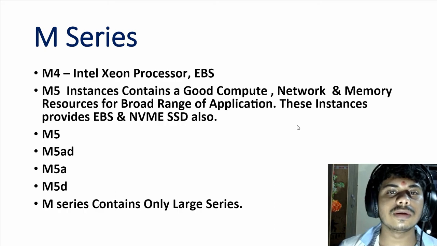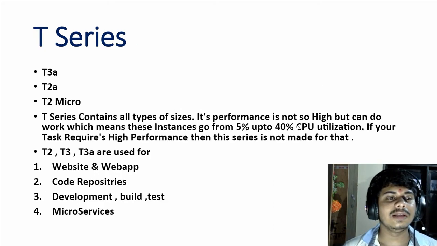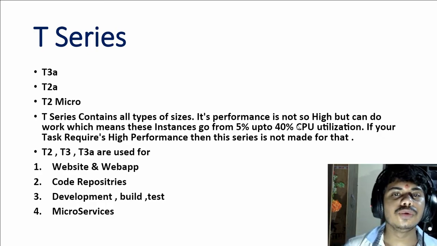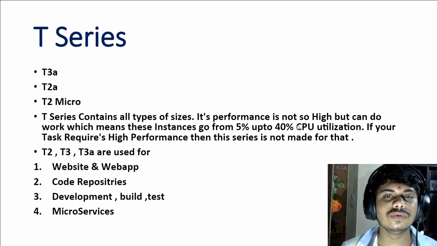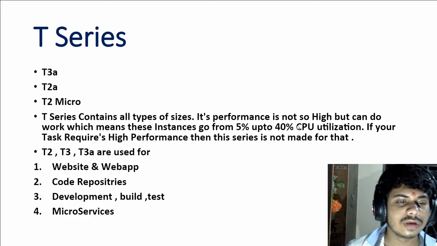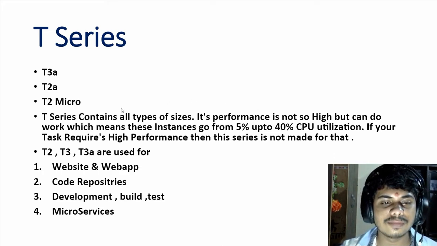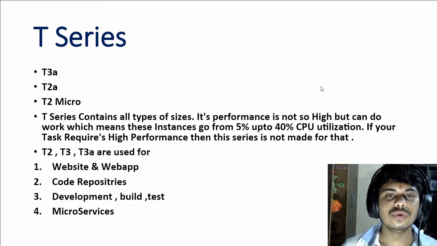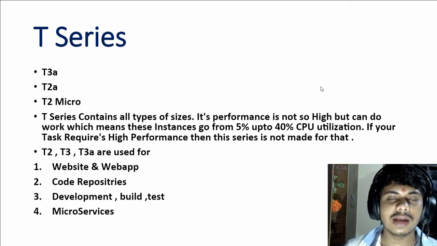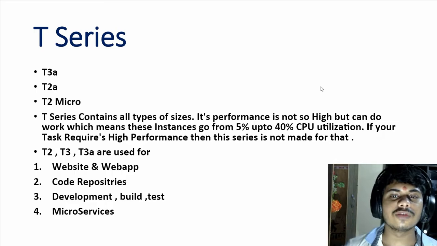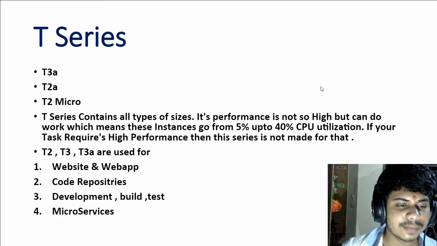Now let's talk about the T series. It contains T3A, T2A, T2 micro. T2 micro is that instance which we use very much in our free tier account. So the T series contains all types of instances. Its performance is not high. It can do basic work, and CPU usage can go up to 5% to 40%, not more than 40.